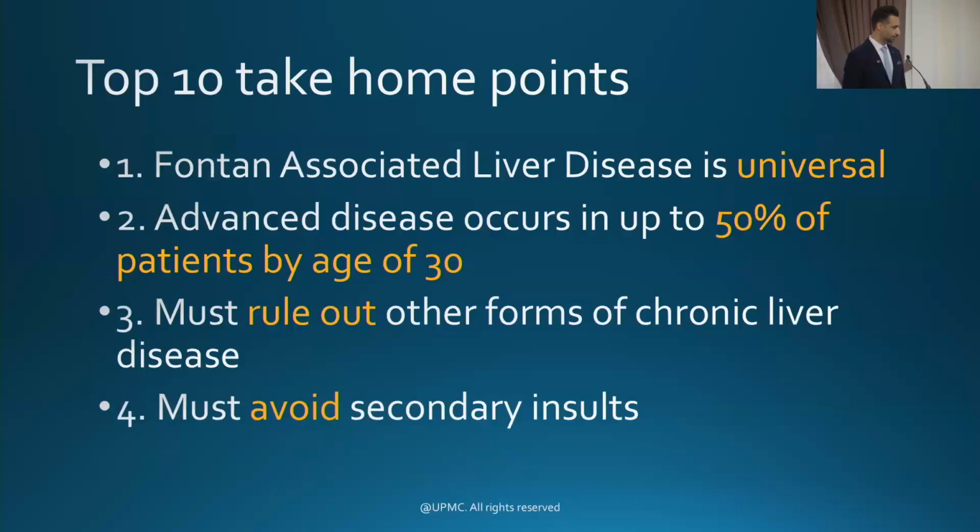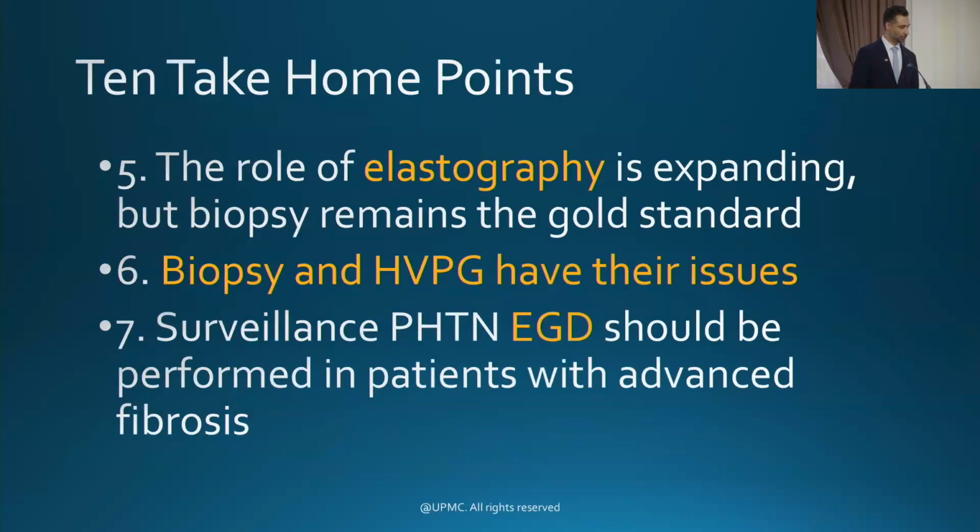So my top 10 take-home points: one, Fontan-associated liver disease is universal. Advanced disease occurs in up to 50% of patients by the age of 30. You must rule out other forms of chronic liver disease. You must avoid secondary insults. The role of elastography is expanding, but biopsy remains the gold standard. Biopsy and HVPG have their issues.